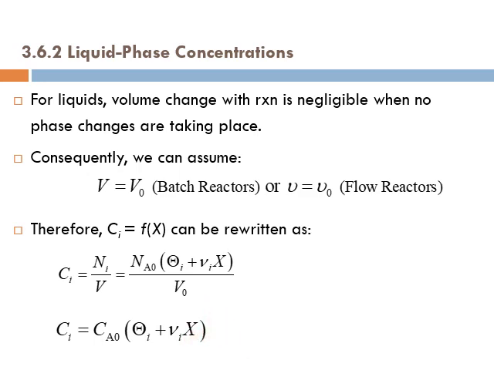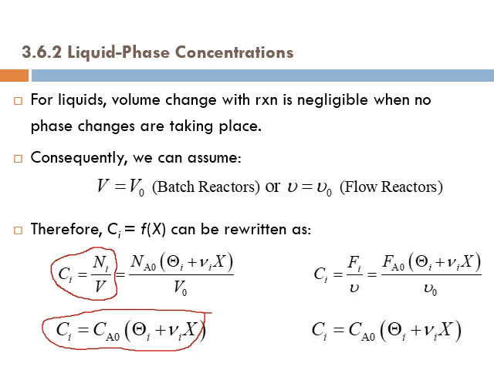And please guys, do not memorize this equation. Whatever you're gonna do, please start with the fundamental definition of concentration. So always start with the fundamental definition of concentration. And likewise, for flow systems, Ci equals Fi over epsilon, and because it's a liquid phase reaction, epsilon equals epsilon naught, because again the volumetric flow rate or the volume does not change as the reaction progresses. And upon simplification, you can write these two terms as Ca naught.